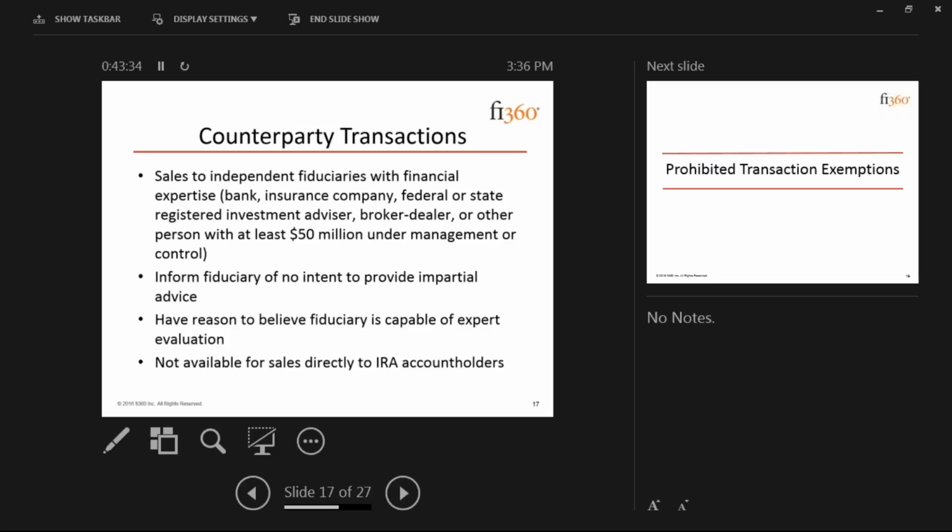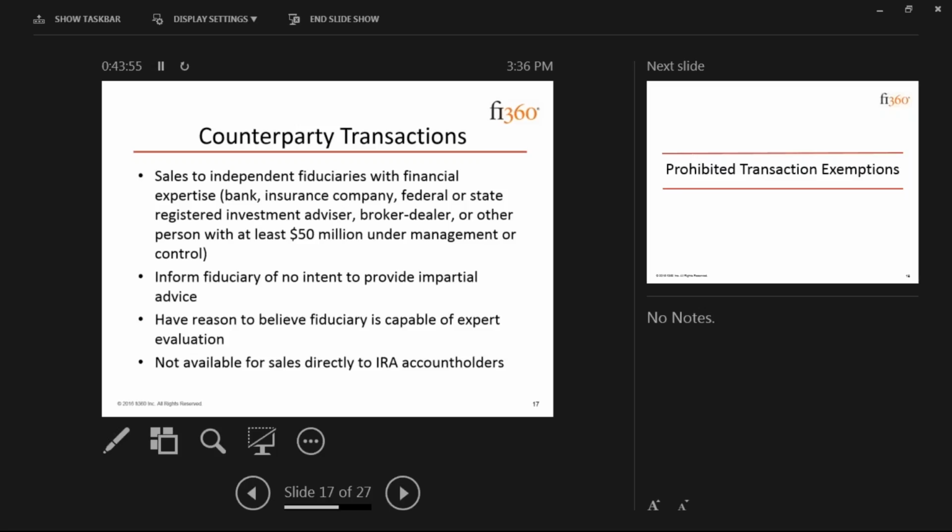And again, larger plans, $50 million and up, the premise being that there's sufficient internal expertise within the plan sponsor that they're not going to be taken advantage of by an advisor. And so the advice to those larger plans would not be considered fiduciary.